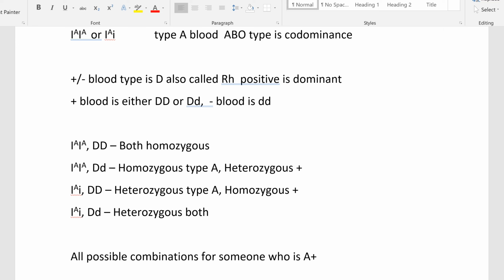With the recessive, we don't know what the other one is. We can't be sure of it. So they can be heterozygous for A and homozygous for D, or they can be heterozygous for both. So these are the four possible combinations of somebody who's A positive.